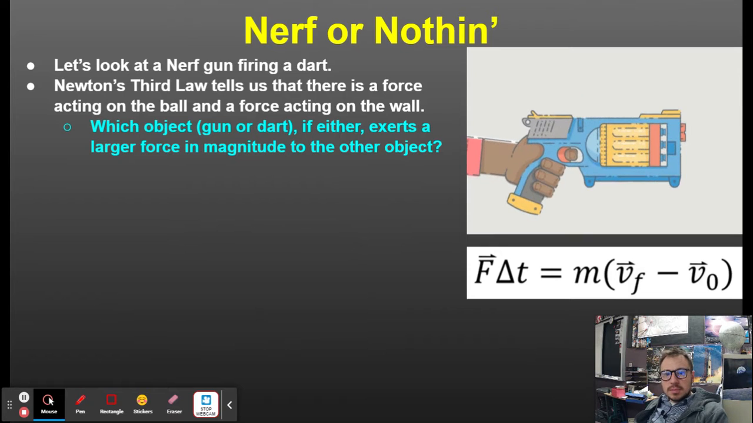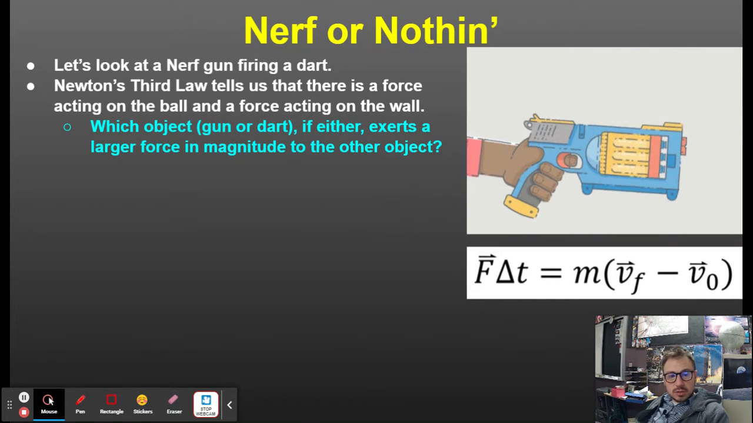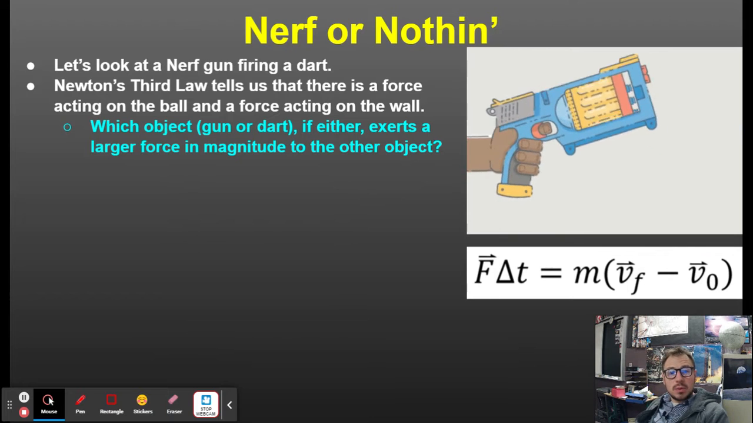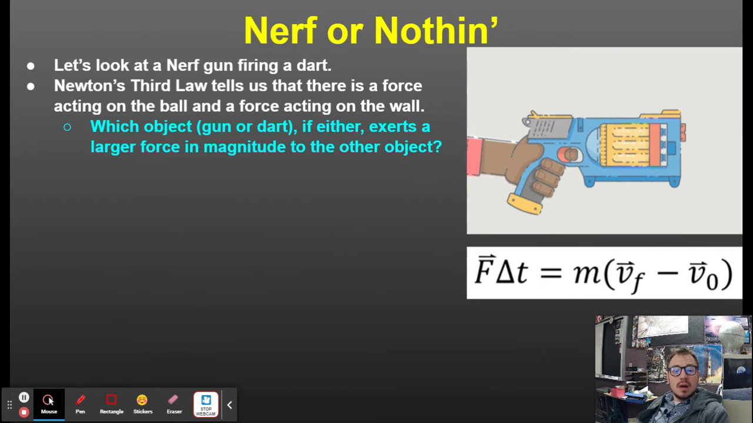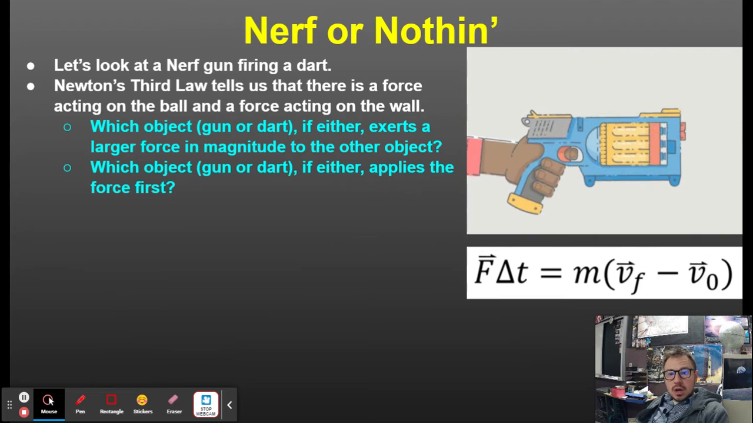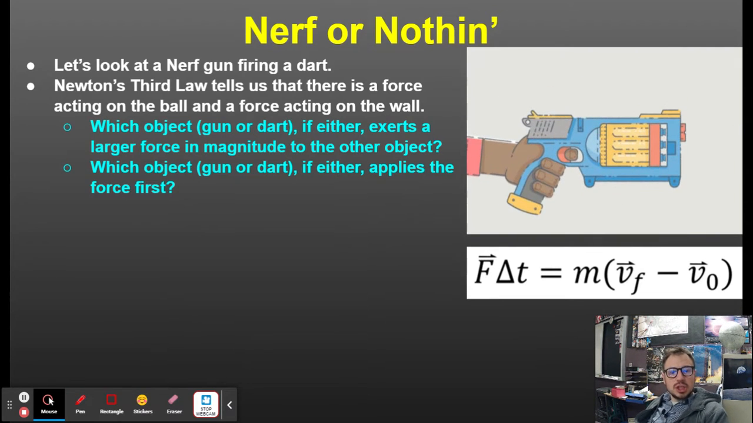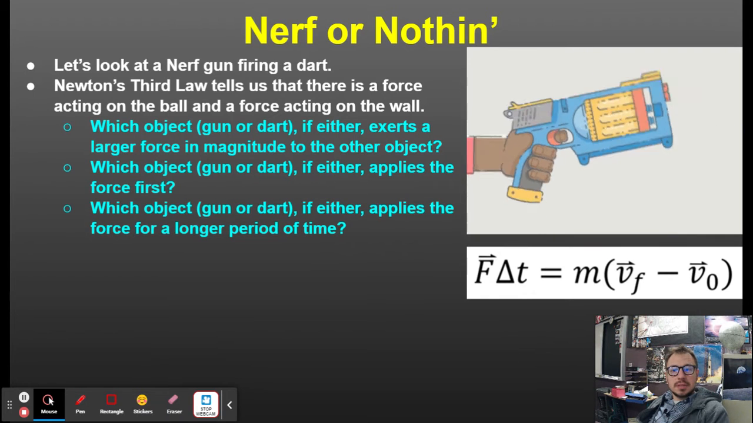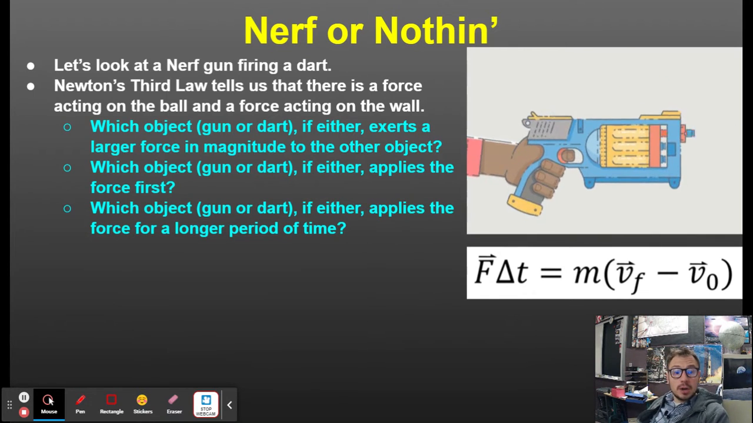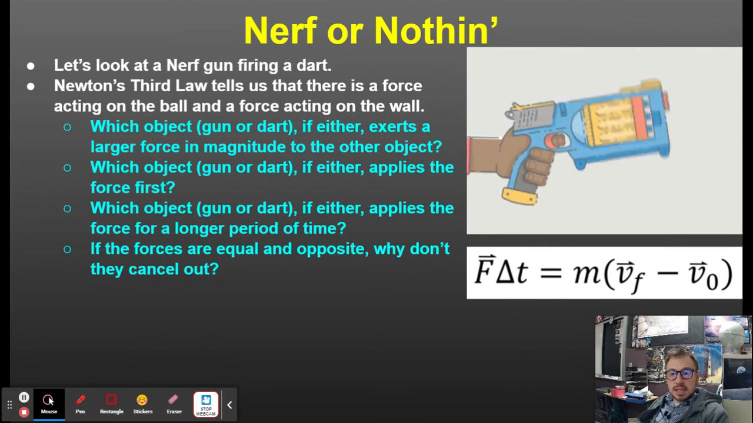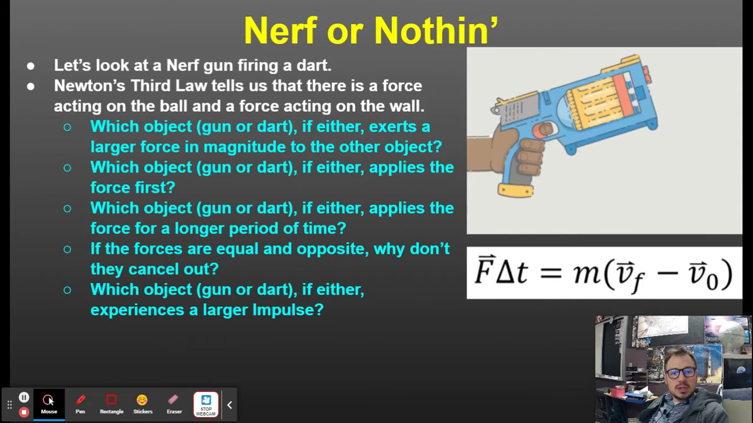Now, which object, if either, exerts a larger force in magnitude on the other object? We know that for every action, there's an opposite and equal reaction. There's going to be an equal force applied to the dart as to that gun. Which object applied that force first? Well, force pairs are simultaneous, which means they started at the same time. Which object applied that force for a longer period of time? The time interval is going to be the same because force pairs are simultaneous, so they're applied for the same amount of time.